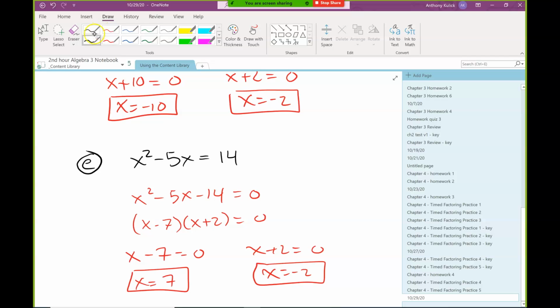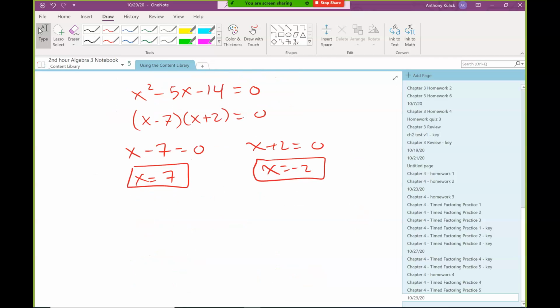So this is starting to look like a pretty versatile solving method, right? What's the catch? Why, Mr. Kuliker, are we going to spend, like you said, several days talking about solving? Like it seems like this is going to work all the time. Why can't I just do this always?